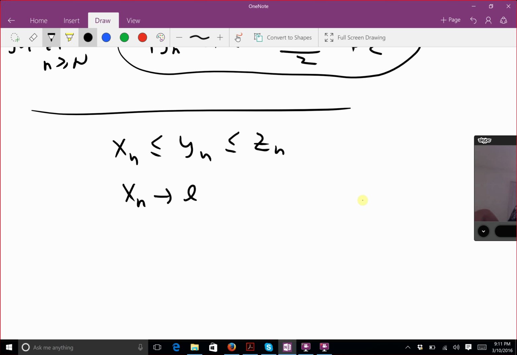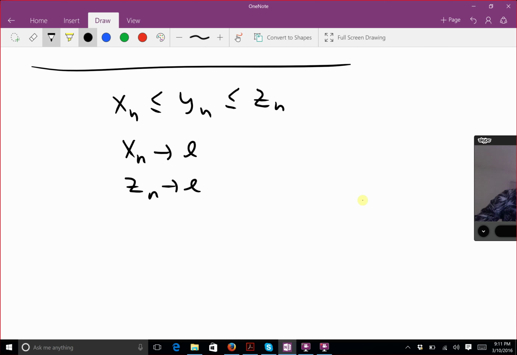We know that xn converges to L. We know zn converges to L. So here's what we're going to do. I'm going to subtract xn from here. I'm going to say 0 is less than or equal to yn minus xn, which is less than or equal to zn minus xn.